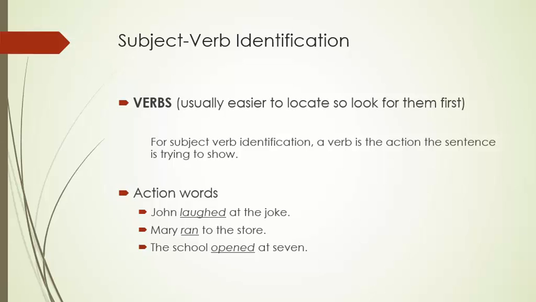So here are some sentences with action words highlighted. John laughed at the joke. Mary ran to the store. The school opened at 7. In this first sentence, the laughing is the thing that's happening. In the second one, running is the thing that's happening, the action that's occurring. And in the third one, opening is the action that's occurring.